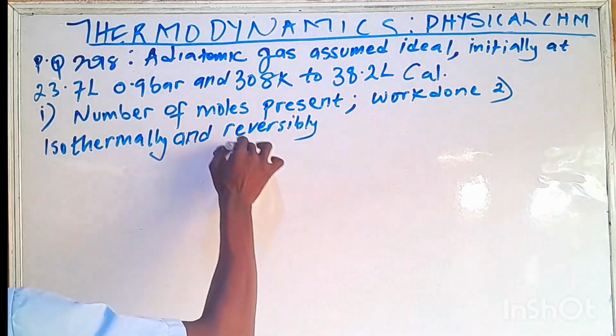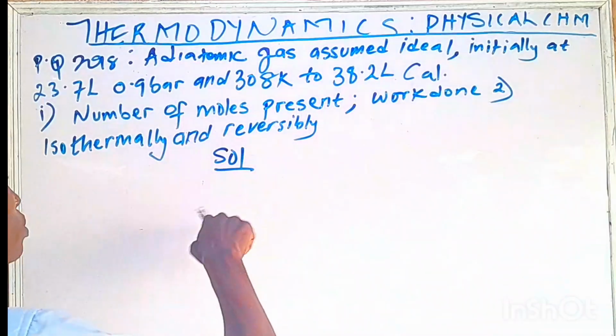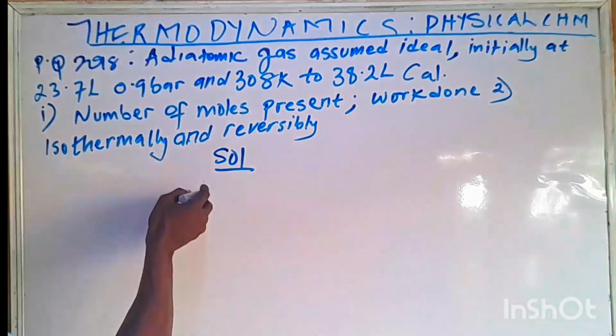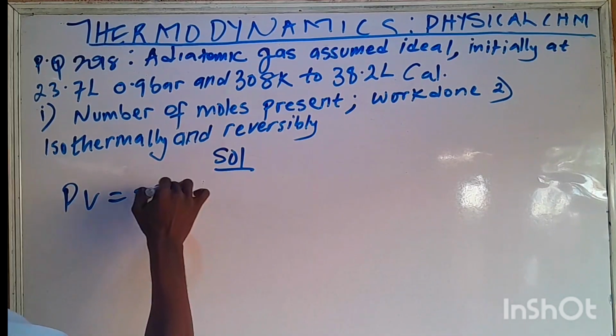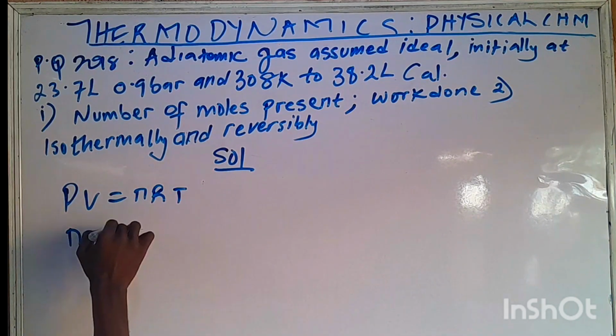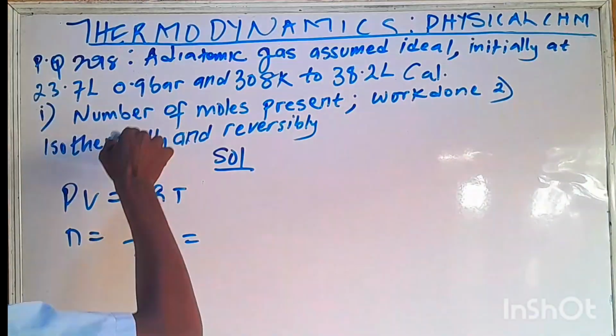Okay, so the solution to this problem now is that we are using the initial conditions to solve the problem. So how do you use the initial conditions? Because we don't know the mole. So remember PV equals nRT. So n now equals PV over RT.